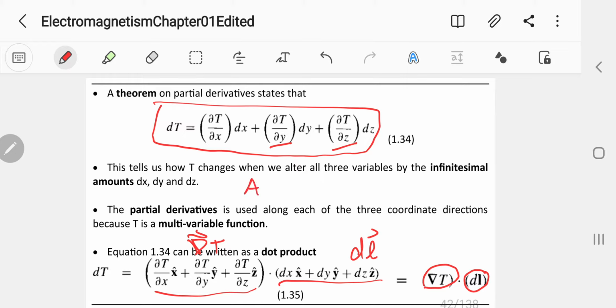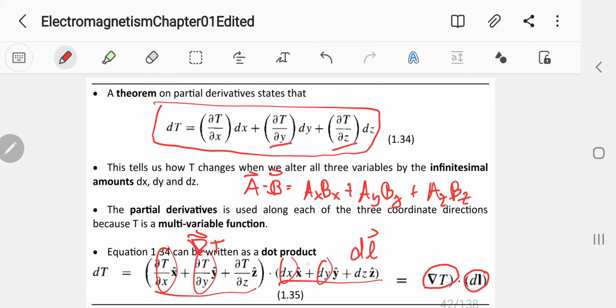Remember, when you dot two vectors, this is just ax bx plus ay by plus az bz. It doesn't have direction anymore. So this is your ax, this is your bx, this is your ay and this is your by, this is your az and this is your bz.